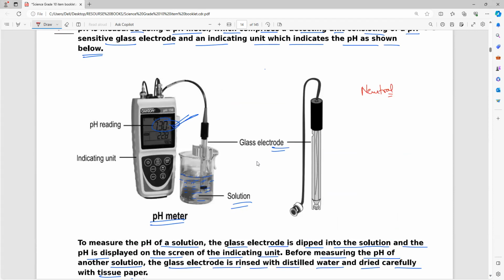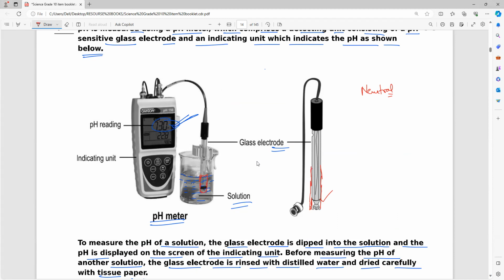Now, when moving this electrode from one solution to another solution, if you are measuring, you must clean it with distilled water, because definitely if you rinse it, some drops of solution will stick to the electrode. Am I right or wrong? All of you? Yes or no, guys?